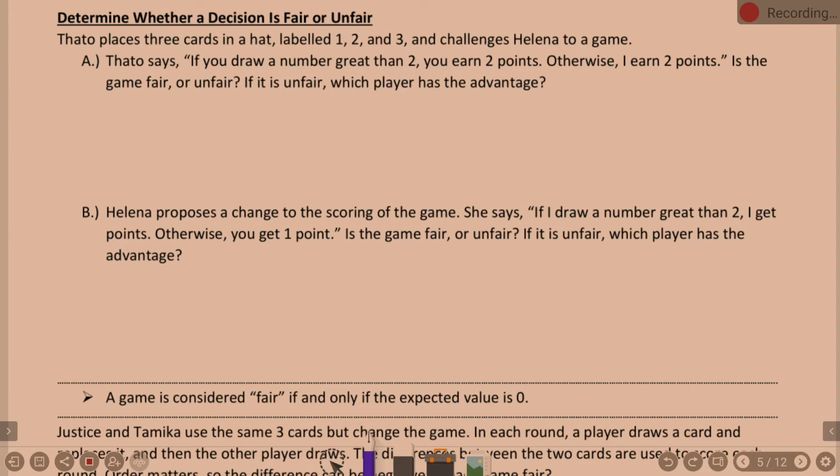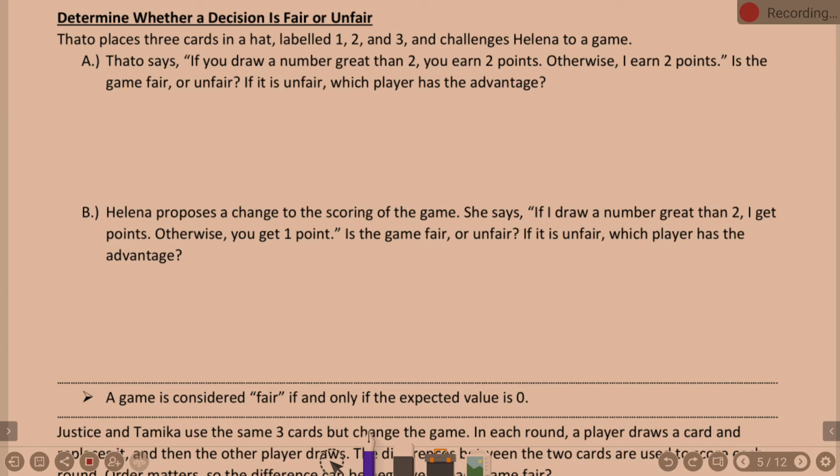Unfair? That's just plainly obvious. Like you would just watch it. It's unfair. Yeah. He has the advantage because Helena only gets 2 points if she gets 3. Yeah. And he gets 2 points for the 1 or the 2. And I bet that it's a casino too.